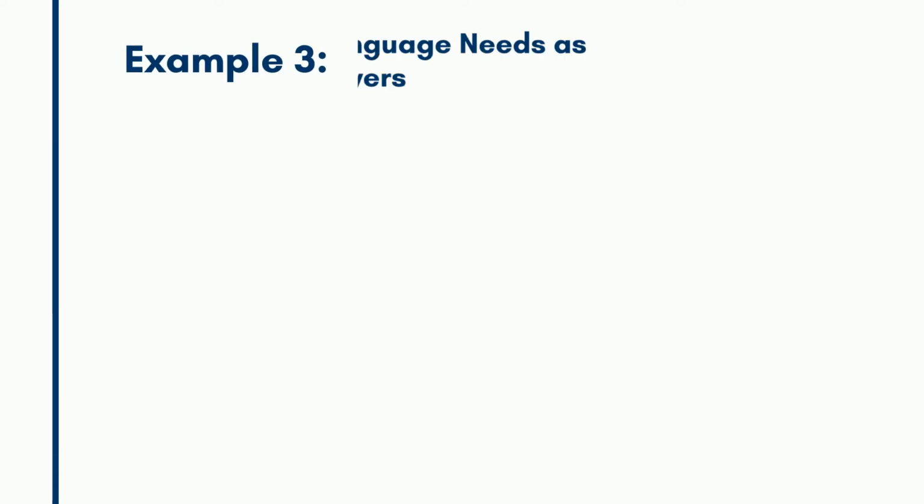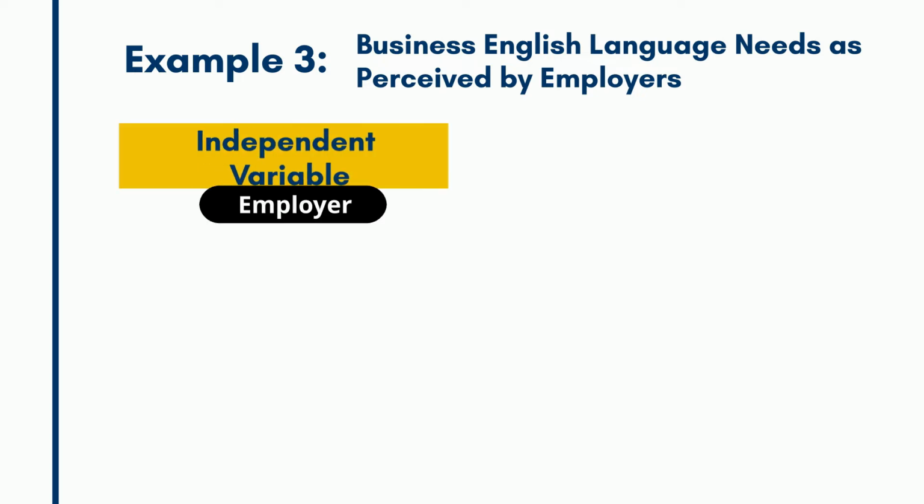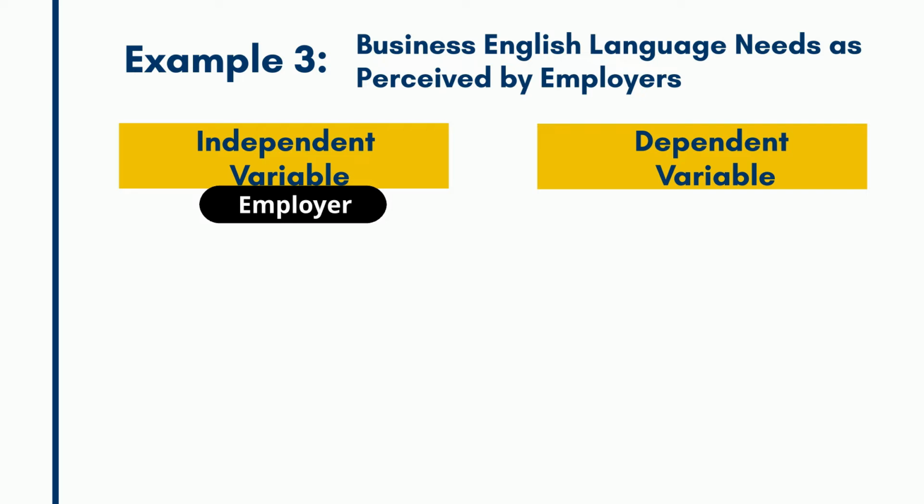A third example is on business English language needs as perceived by employers. In this case, we have to be clear who the employers are. A different employer may have different needs where English language proficiency is concerned. Thus, the independent variable is the employer. The needs for English would depend on the employer, making the use of English the dependent variable.